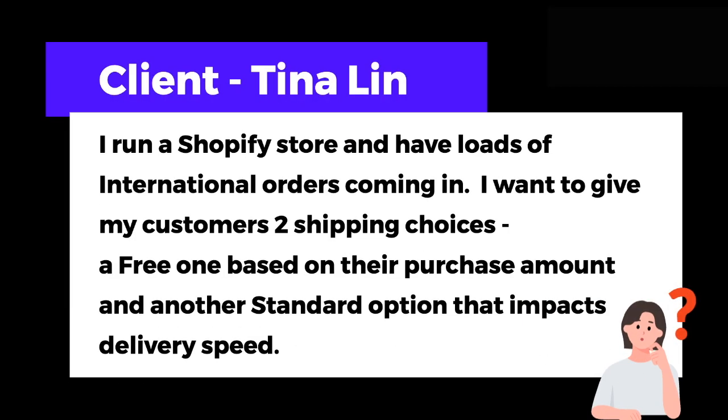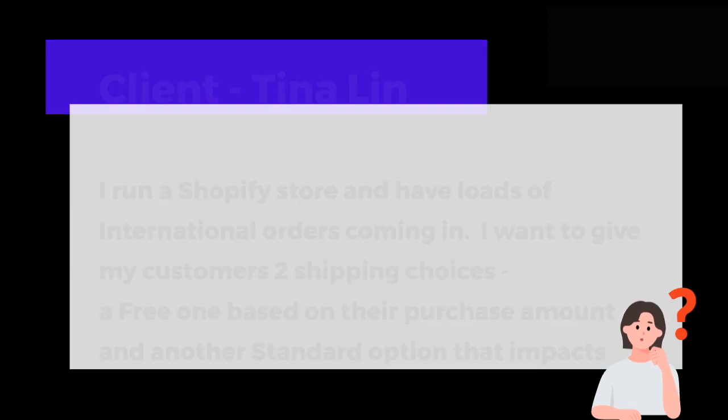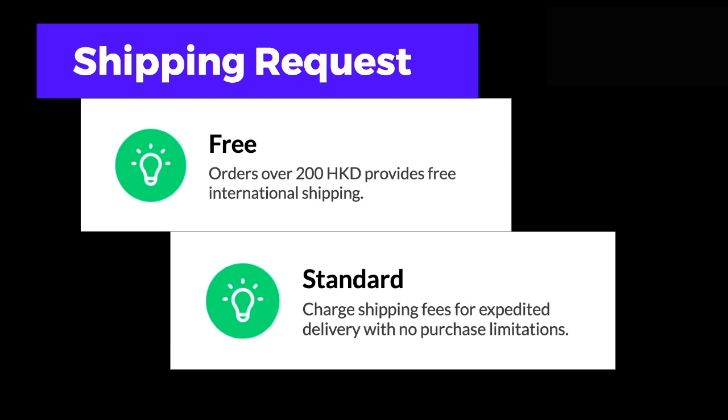I run a Shopify store and have loads of international orders coming in. I want to give my customers two shipping choices: a free one based on their purchase amount and another standard option that impacts delivery speed. How can I make Shopify orders set up automatically?